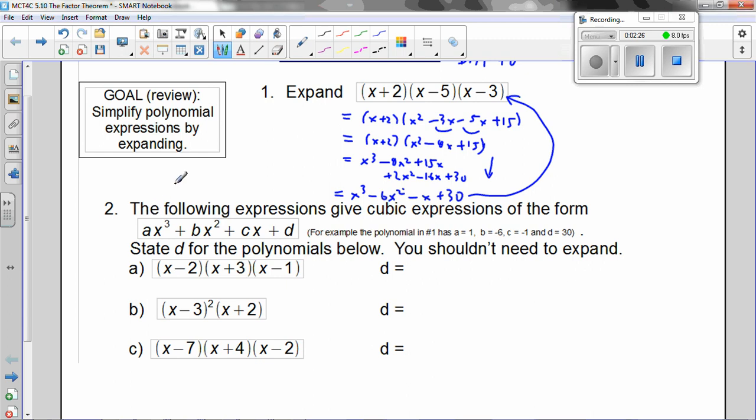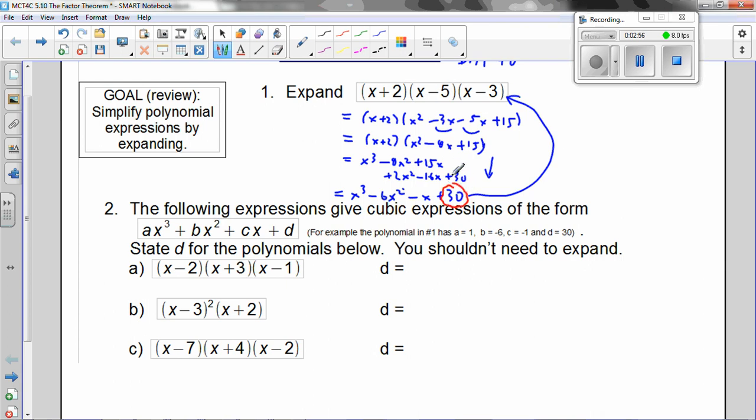The following expressions give cubic expressions of the form ax cubed plus bx squared plus cx plus d. It says, for example, the polynomial number 1 has a is 1, b is minus 6, c is minus 1, and d is 30. There's a nice way for you to check that. Hopefully you did. State d for the polynomials below. So this is just the constant term. It wants to know what this constant term is that's kicking around on the end here.